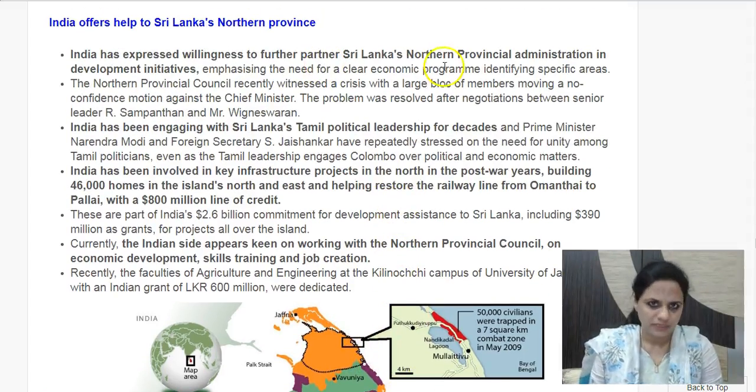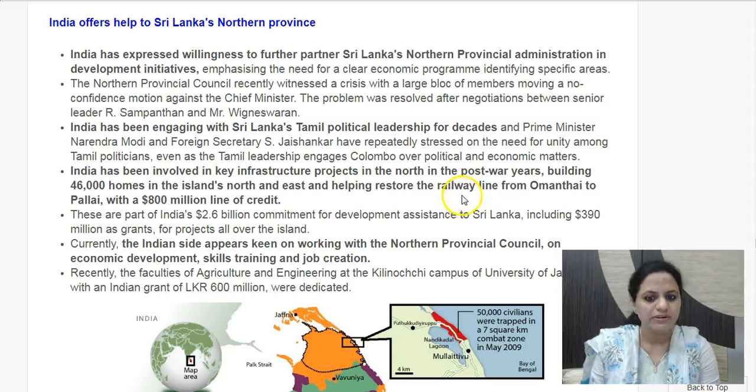India has put forth its willingness to help further in partnership with Northern Provincial Administration to have development initiatives in this region. Already steps have been taken because India and Sri Lankan Tamil political leadership have been engaging in these negotiations, discussions for long, and still India says we are ready to help.